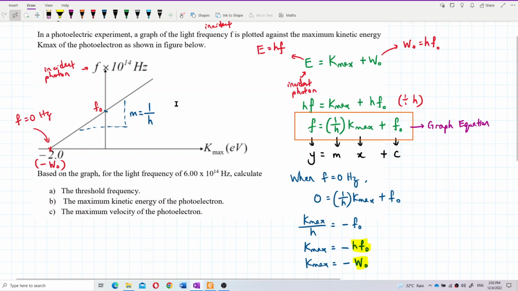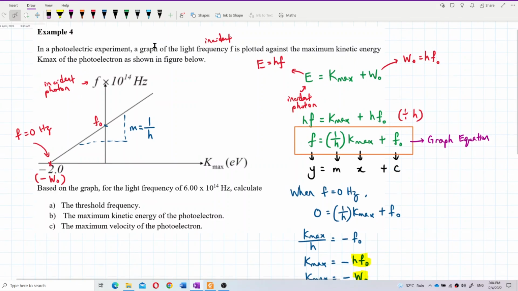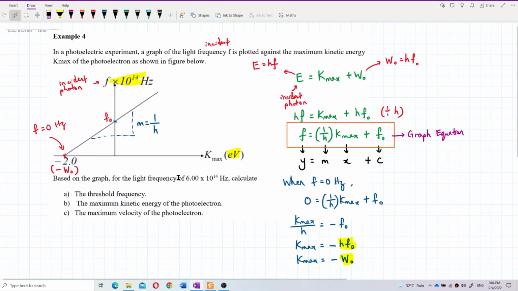Negative W naught. And pay attention to the unit here, and the exponent here. This is electron volt, not joule. He doesn't use joule, he uses electron volt. So this is 2 electron volt, not 2 joule. So you must pay attention to the unit. And this one has exponent 14, so pay attention to this exponent also. Understand? So now we can do the question already.